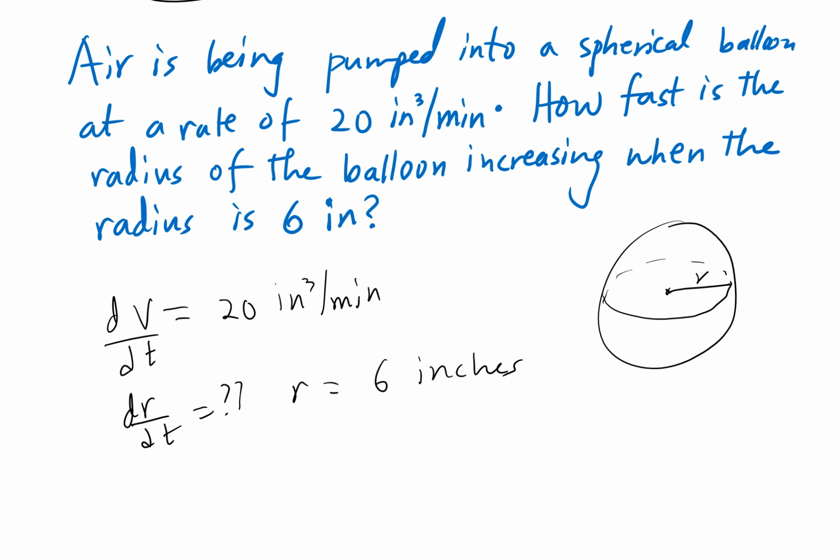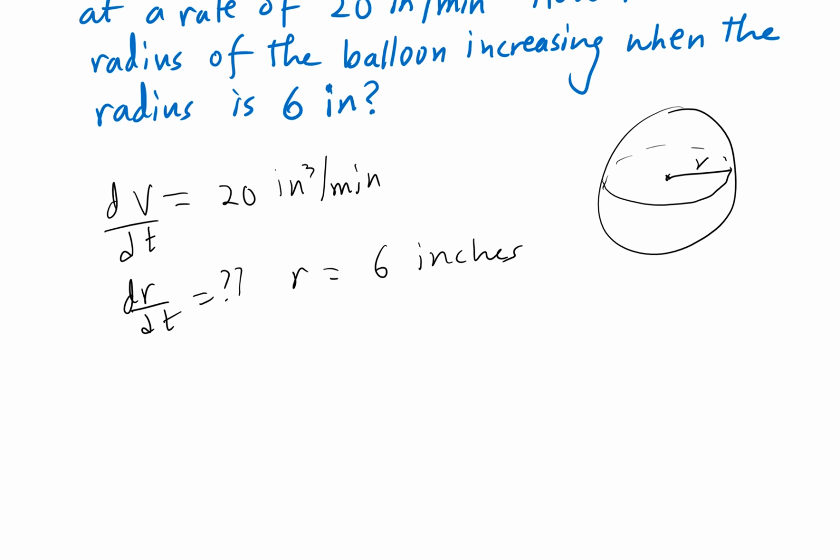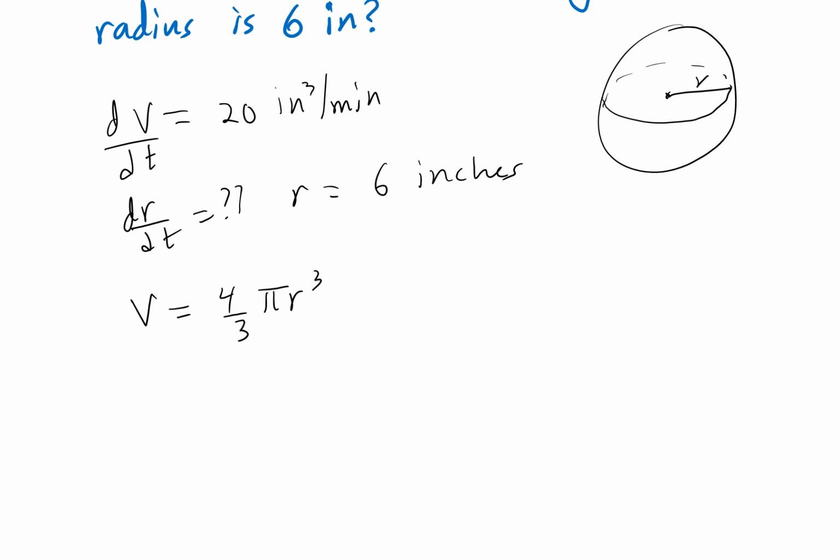So there's dr and dV. V means the volume of the sphere. The formula for the volume of the sphere is 4 over 3 pi r cubed. So if we differentiate with respect to t, we get dV/dt equals 4 over 3 pi, keep this constant, bring the 3 down, r squared dr/dt. The 3's cancel each other.